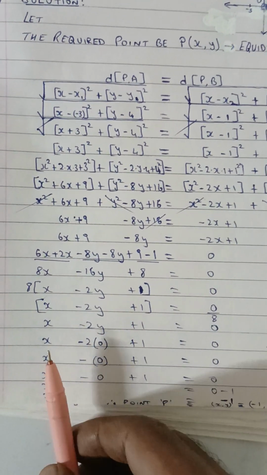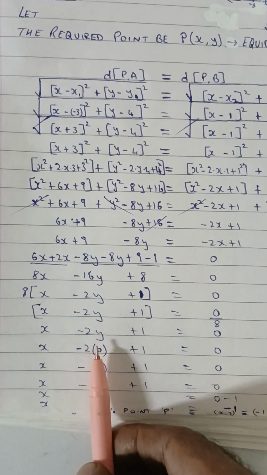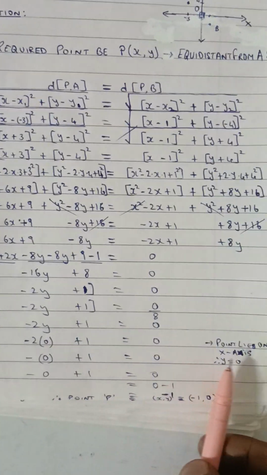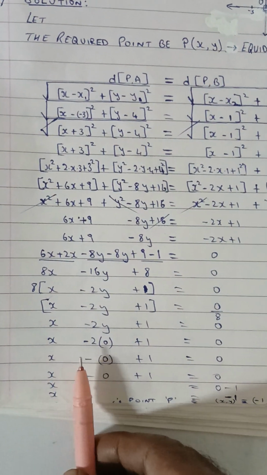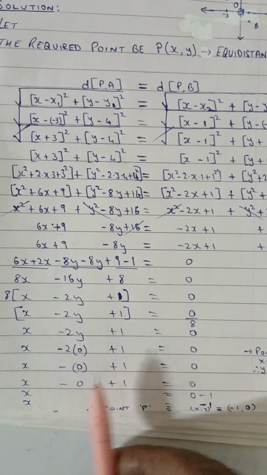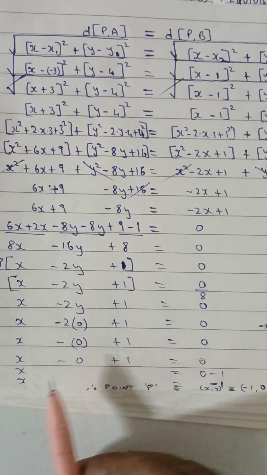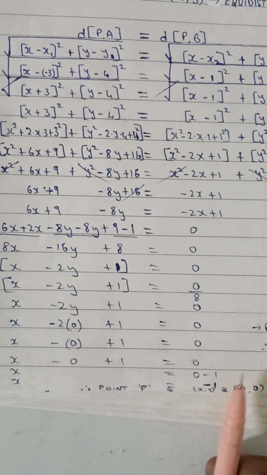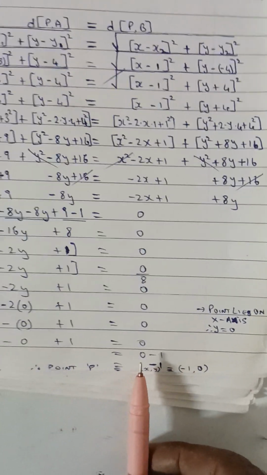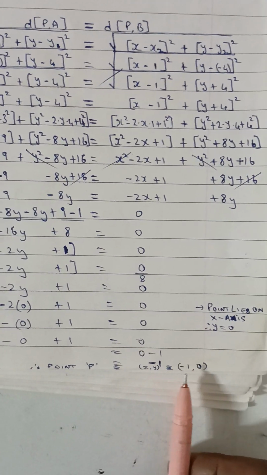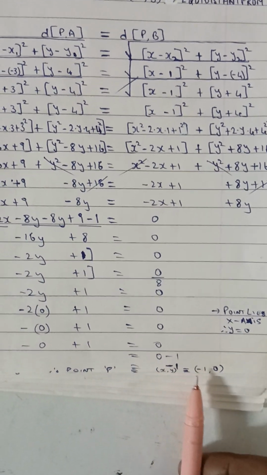Because the point was lying on the x-axis, the y coordinate becomes 0. So x minus 2 into 0 plus 1 equals 0. Point lies on the x-axis, therefore y coordinate is 0. X minus 0 plus 1, x plus 1, that is now equal to 0. X is equal to 0 minus 1, x equal to minus 1. Therefore the point P is (x, y) equal to (minus 1, 0). Y coordinate is 0 and x is minus 1.